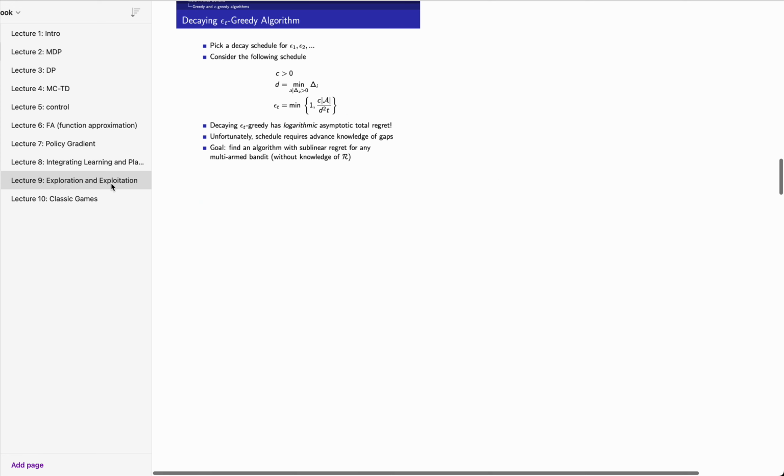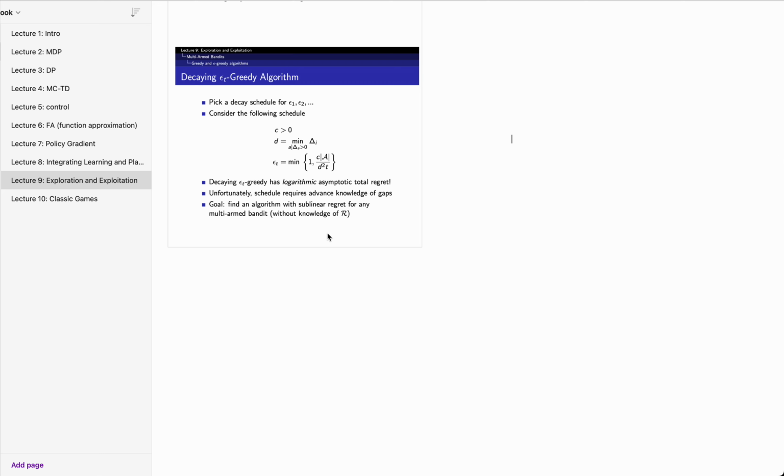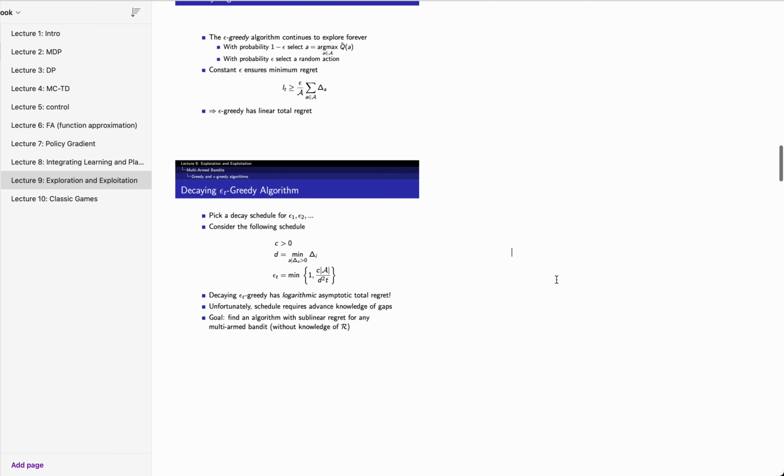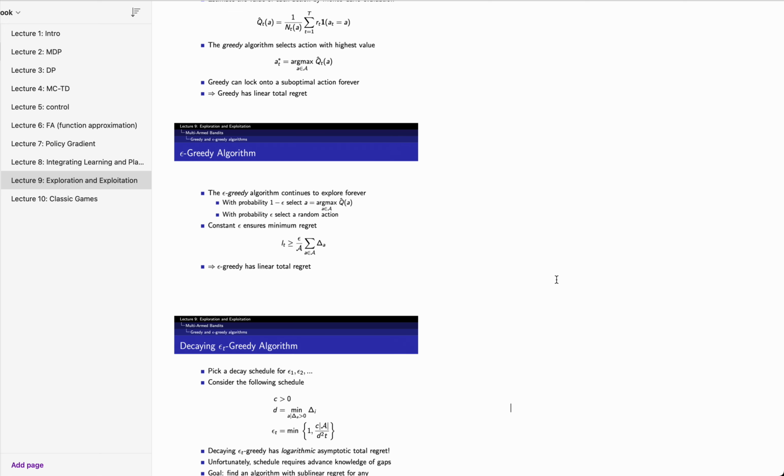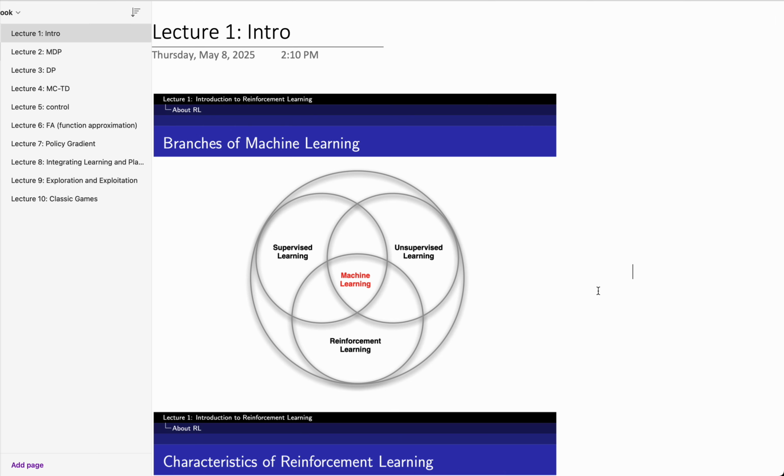And then in the last two lectures, he talks about exploration and exploitation. I'll skip the ideas for now, but as I go through these lectures one by one, I think you will understand what these two terms mean. So without further ado, I'm going to go through these lectures one by one, starting from lecture one.